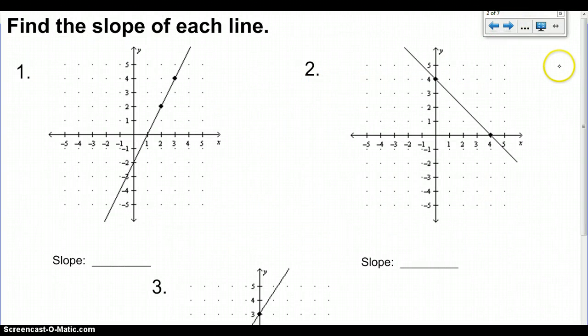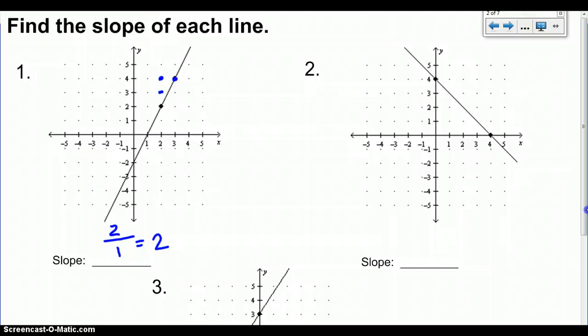So for number 1, find the slope of each line. So to find the slope of this line, we're going to find the rise over the run. So the rise would be going up and down. So we go 2 up. And then we go 1 over. So it'd be 2 over 1, which we just know is 2. So the slope of this line is just 2.